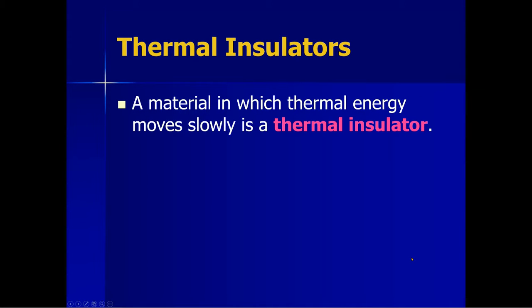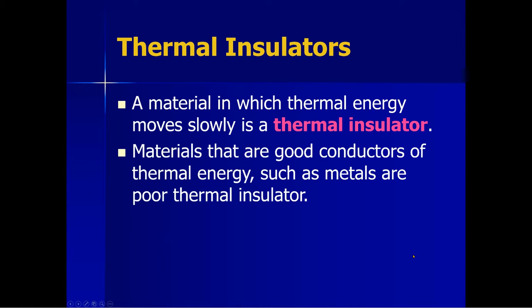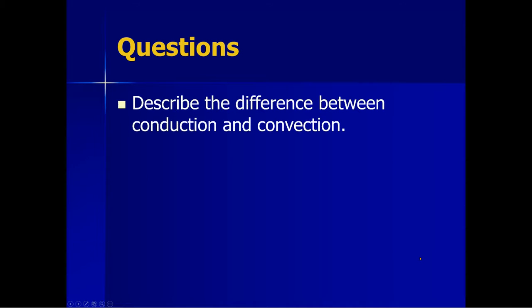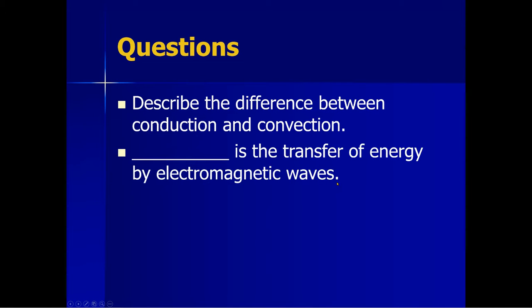What makes a good thermal insulator? I kind of talked about that already. A good thermal insulator is something where the particles are farther apart. Materials that are good conductors of thermal energy, such as metals, are poor thermal insulators. Questions. Describe the difference between conduction and convection. Well, conduction is when the particles have to be touching. Convection is a change in density. Blank is the transfer of energy by electromagnetic waves. That's radiation.